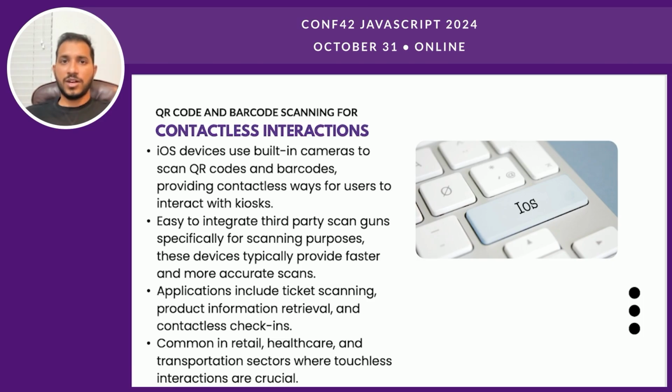Next is QR code and barcode scanning for contactless interactions. Scanning a QR code is very popular nowadays. Every iOS device has a built-in camera with the capability to scan QR codes and barcodes, giving users a contactless way to interact with the kiosk. If faster assistance is needed, we can integrate third-party scanners. The third-party scanners give faster and more accurate scans, using the libraries provided by the third-party suppliers. That is also doable for kiosk implementation.